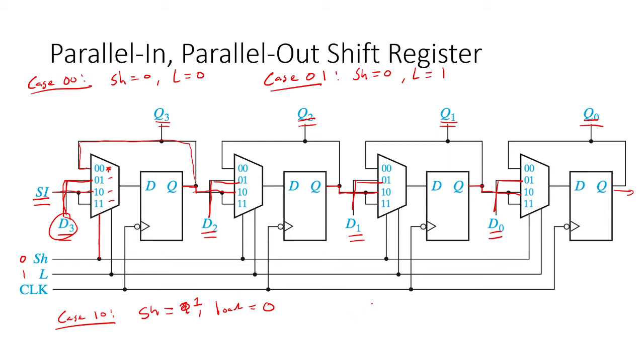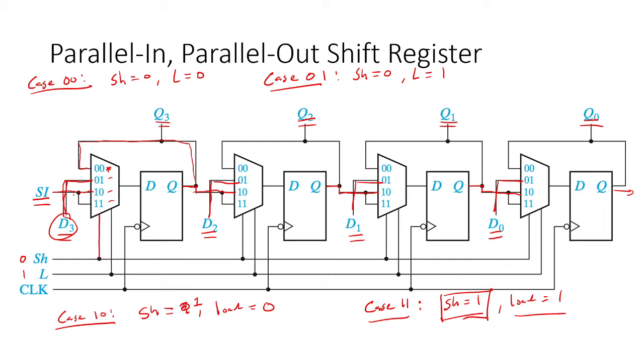And then the final case, case 1, 1, notice here, that's when shift is equal to 1 and load is equal to 1. And this is sort of a nonsensical case. We don't want to shift and load at the same time. That really doesn't make any sense. So what they've done in this example is say, well, let's give shift precedence. So if shift is equal to 1, then we're just going to not care what load is equal to.